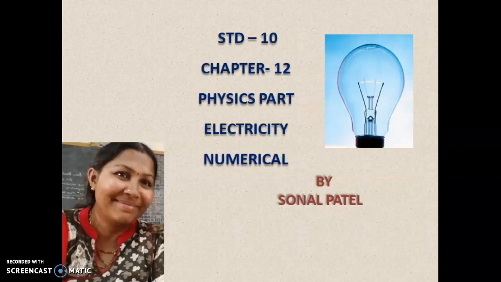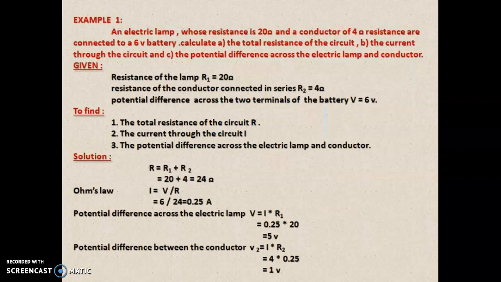Here we are going to see the numericals of part 4, chapter 12, electricity. In this part we will see the numericals related to resistance in series, in parallel, power, heat produced, etc. So look at example 1.